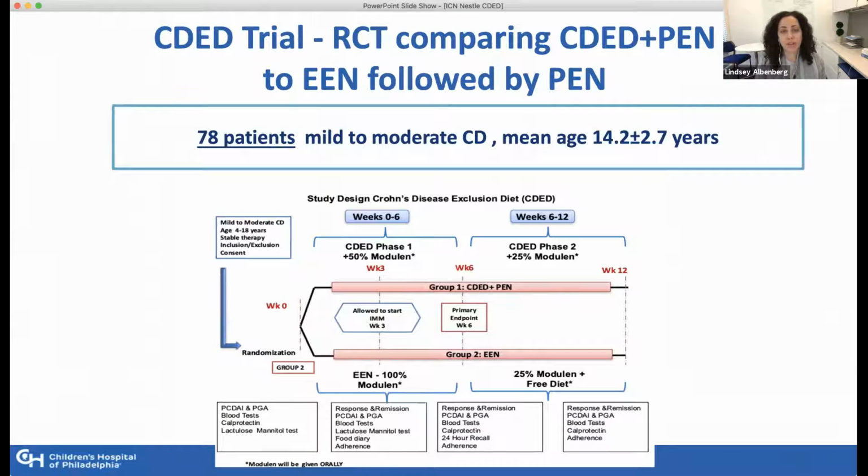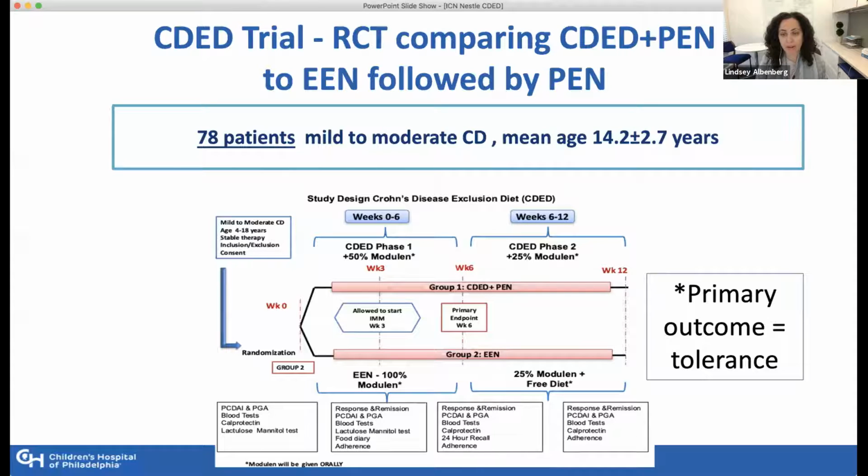And then the pediatric RCT, which was published in Gastro in 2019. This was a 12-week trial with randomization 1-to-1 to either the Crohn's disease exclusion diet with 50% of calories from formula or EEN with 100% of calories from formula. At week 6, patients in the CDED arm moved to phase 2 with 25% PEN, and the EEN group transitioned to 25% PEN with a gradual return to a free diet.